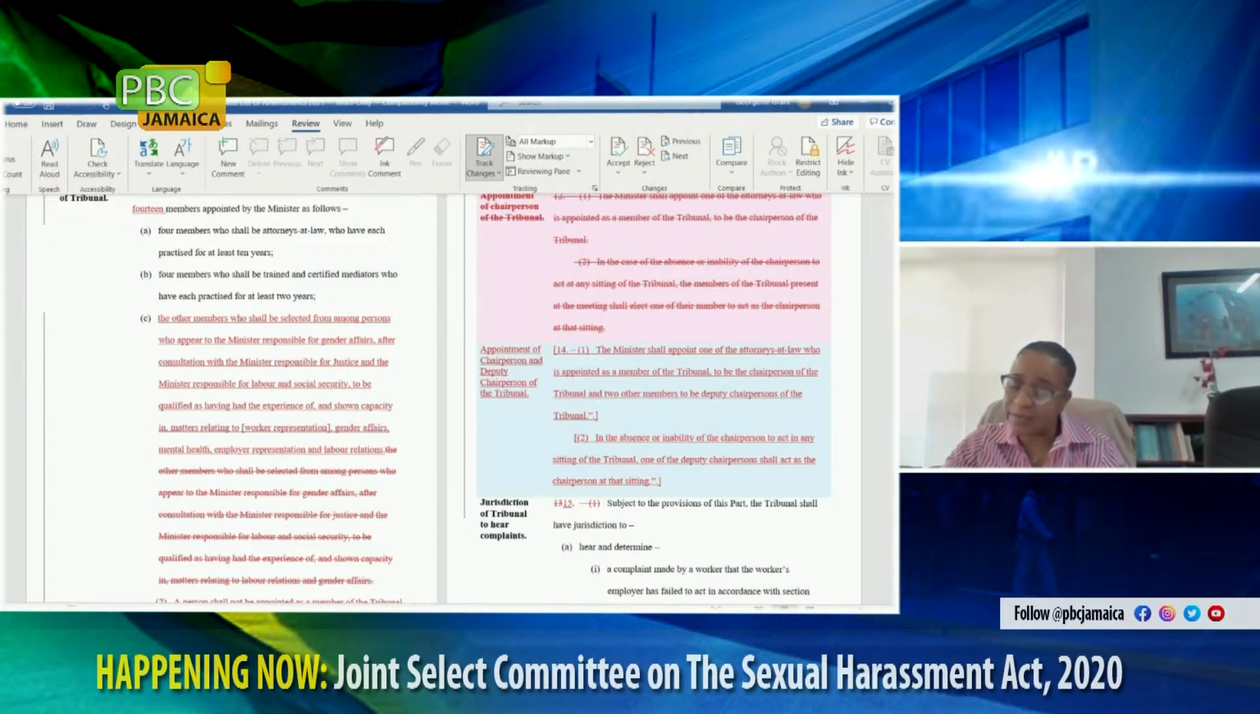Subclause 2, in the absence or inability of the chairperson to act in any sitting of the tribunal, one of the deputy chairpersons shall act as chairperson at that sitting. And our query, Chair, is whether you would see the footnote. It is not clear whether the deputy chairpersons are to be attorneys at law. In addition, will it now be the policy that a deputy chairperson acts in the absence of the chairperson at sittings of the tribunal? So even though I've inserted subclause 2, which reflects that, I just needed clarity from the committee as to whether the deputy members who are appointed are to be attorneys at law, and whether that provision that speaks of the deputy chairperson acting in the place of the chairperson is appropriate in this regard, Chair.